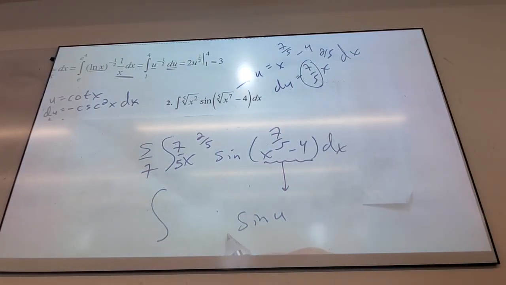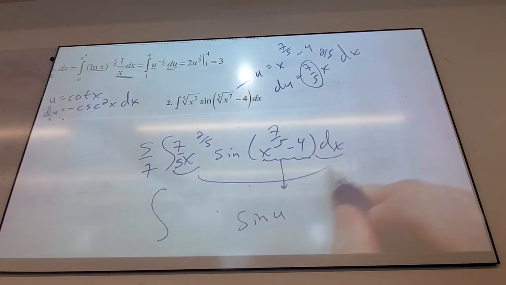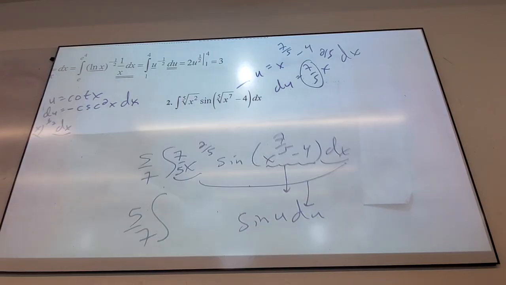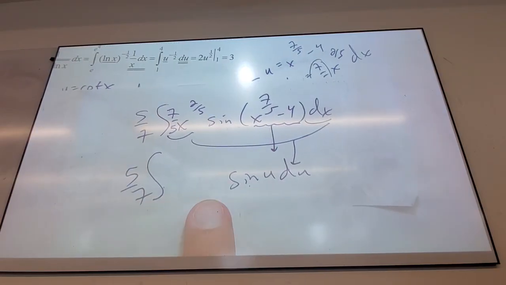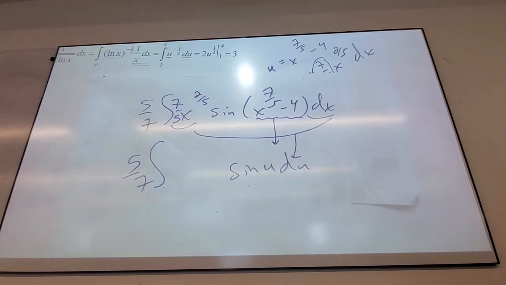I don't know why I left all this room here. That makes no sense, Jeff. This is du. And then I got my 5/7 here. And then I've got this space left intentionally blank. Do you guys see that it becomes the same problem as before, right?